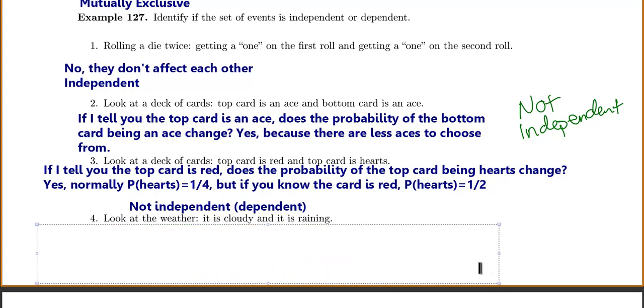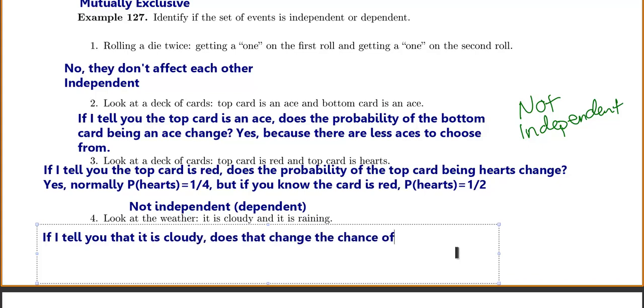So number 4, look at the weather, and it is cloudy and it is raining. So in other words, if I tell you that it is cloudy, does that change the chance of it raining? Yes, more likely to rain if the sky is cloudy. So they affect each other, so they are dependent.